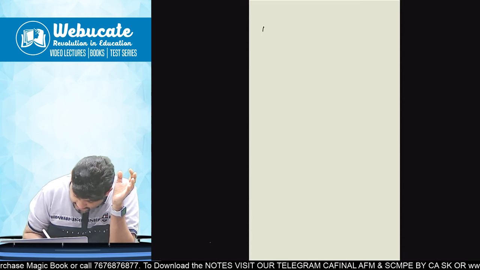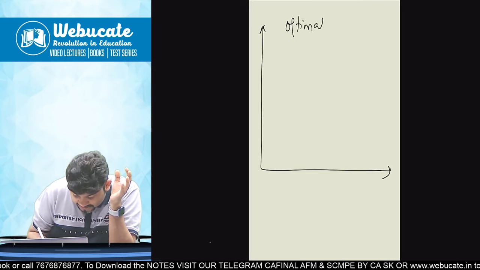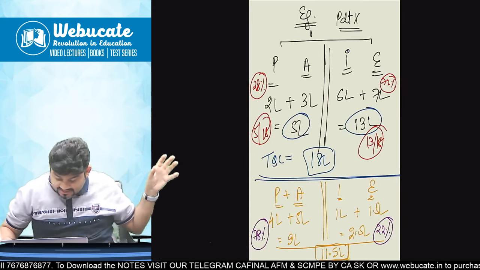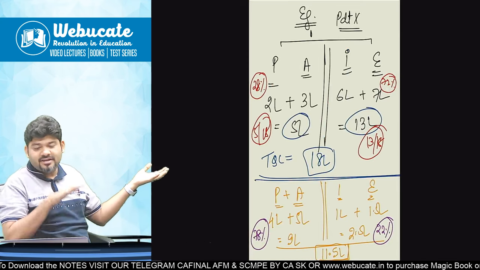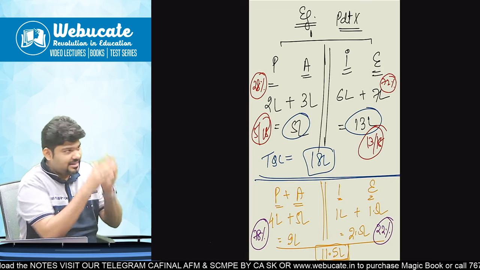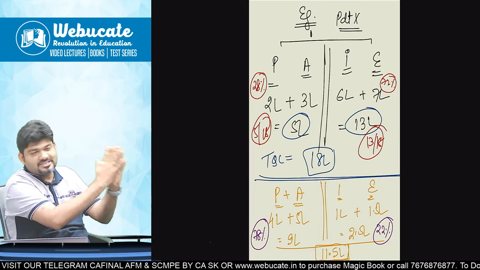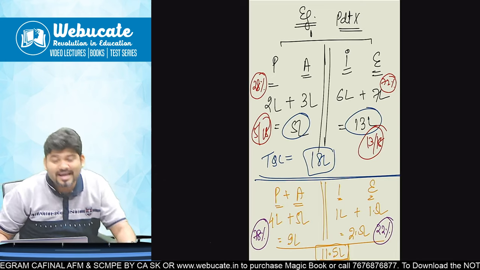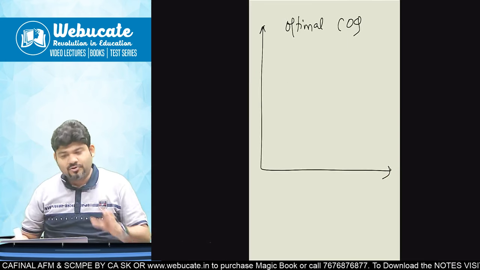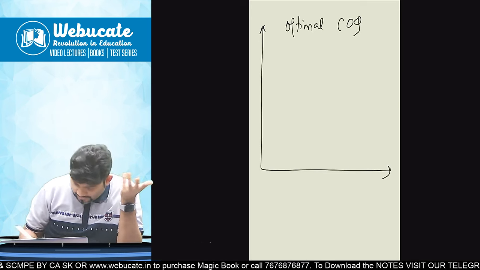Now the next concept is called optimal cost of quality. So now see here, we kept on increasing the prevention and appraisal cost, our internal external failure kept on getting down, but there will be a point where we will be like, okay, enough of prevention appraisal, now even if there is an internal external failure, it's okay. That level is called optimal cost of quality. See, we will want to be a zero defect company, but it may not always be possible.